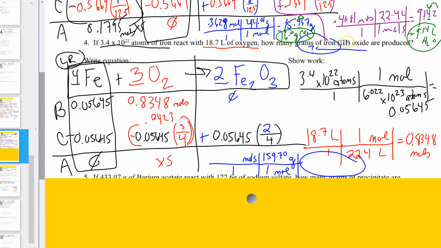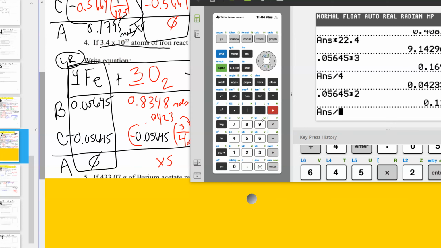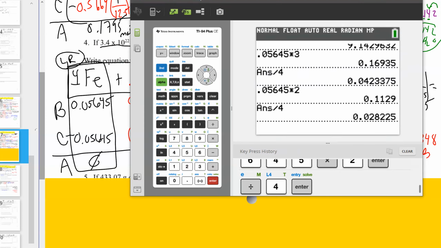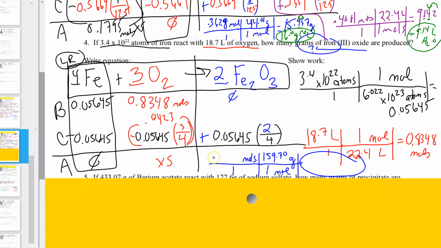And they want to know how many grams of iron 3 oxide, how many grams of rust are produced. So I'm going to be producing 0.05645 times 2 over 4, which is really, we're dividing by 2 there. 0.05645 times 2 divided by 4 for the mole ratio. I'm getting 0.028225 moles of iron 3 oxide.